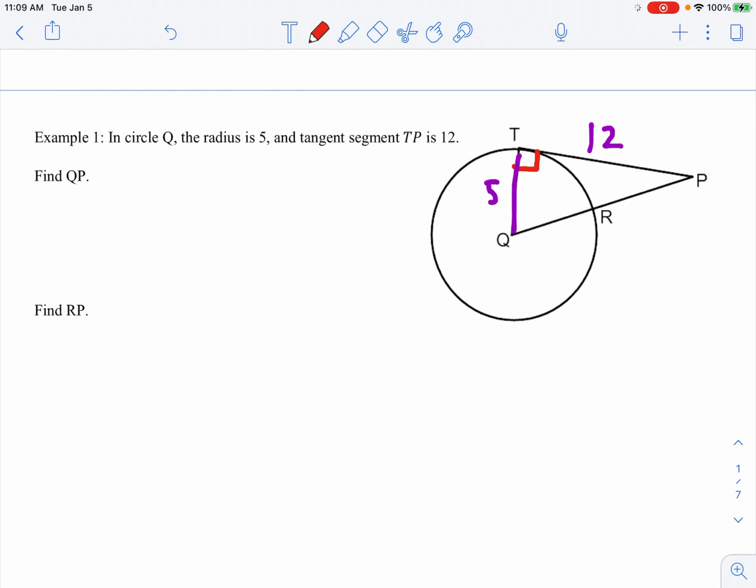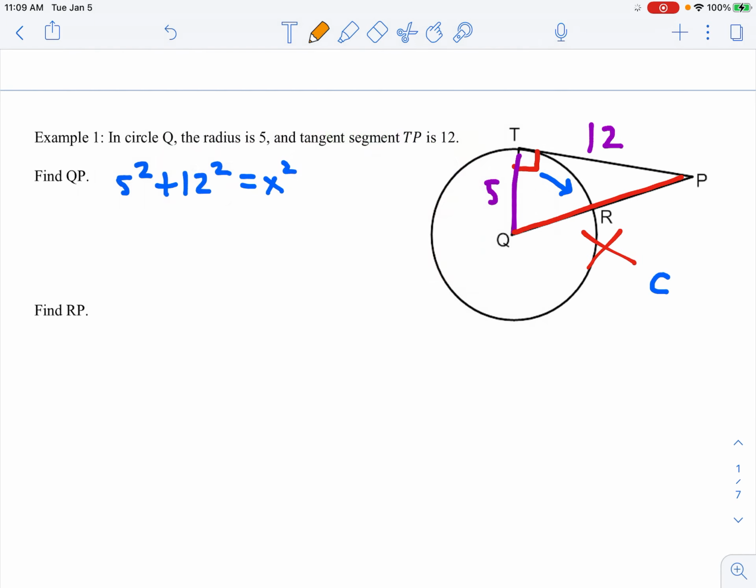Now, the first part of this question says find QP. If I look at my picture, QP is this whole entire line, so I'm going to put an X for that whole entire line. Now, we can do the Pythagorean theorem to solve for that whole red line, X. Let's do A squared plus B squared equals C squared. Remember, C is always across from the 90, so I need to use this side as my C. So we'll solve it. 5 squared plus 12 squared is equal to X squared.